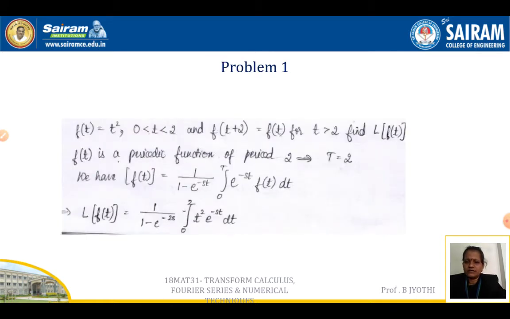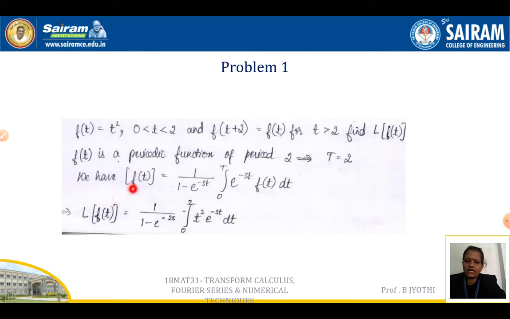We can observe here a function f of t is t square, where t is from 0 to 2, and f of t plus 2 is f of t for t greater than 2. Find L of f of t. That means here the period will be 2, so f of t is a periodic function of period 2. That means the capital T equals 2.